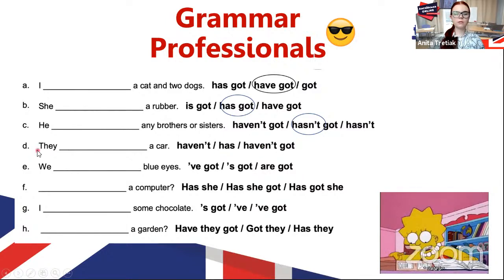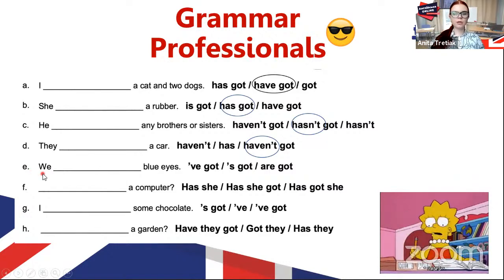Then D, they, a car, haven't, has, or haven't got. We need to see what we've got here. You have some time to think and choose. And now I'm opening the correct answer, and it's haven't got. The negative form, we also use got, but no has and no haven't.